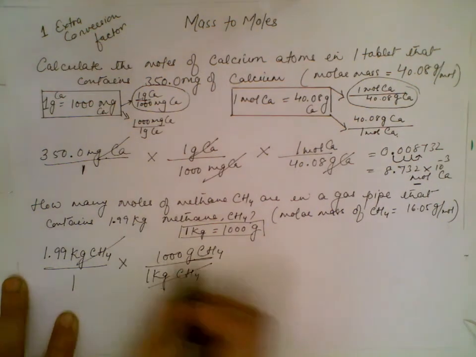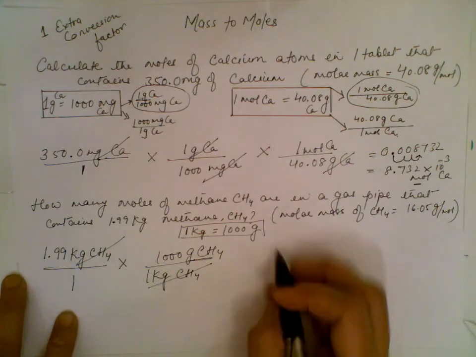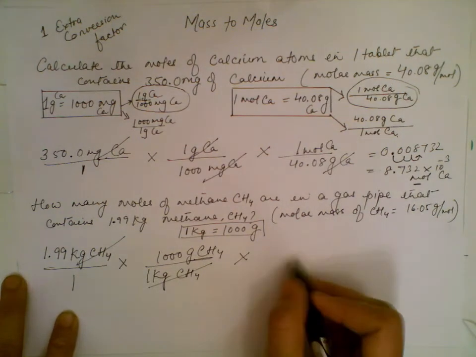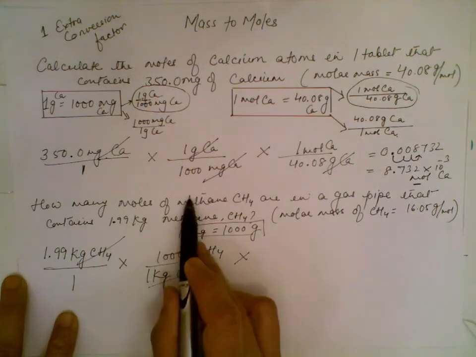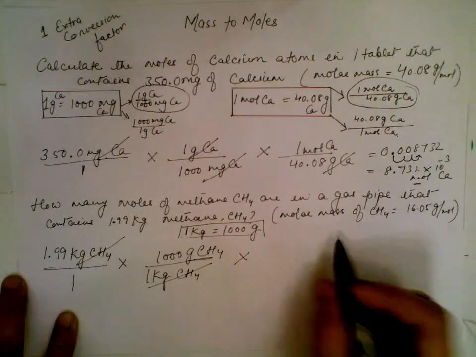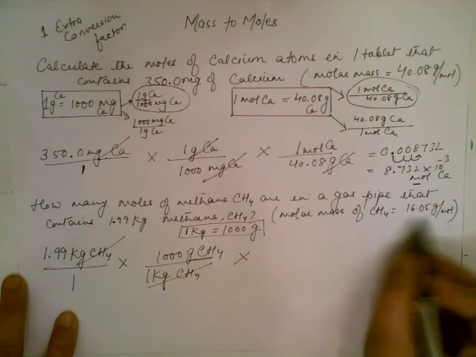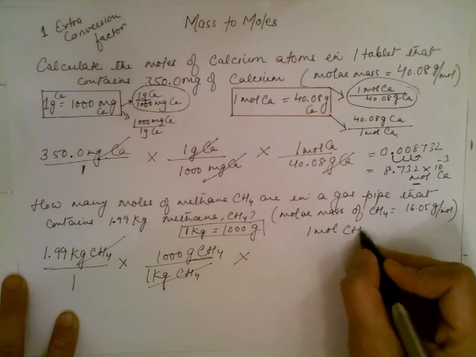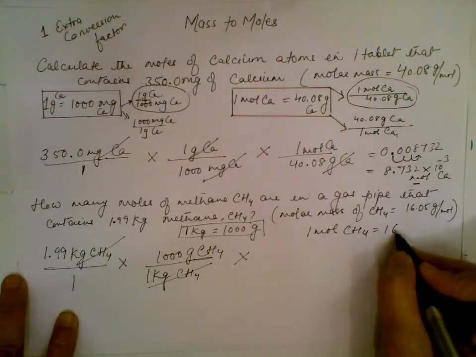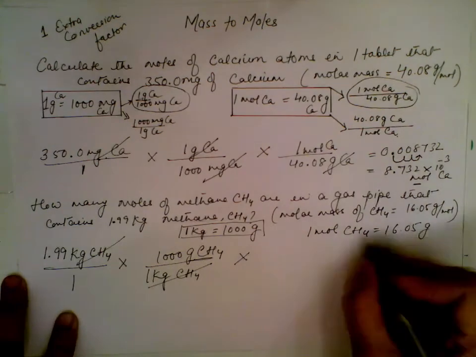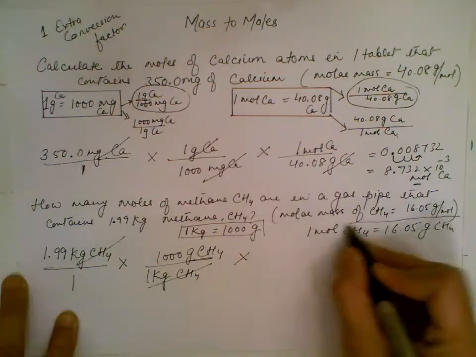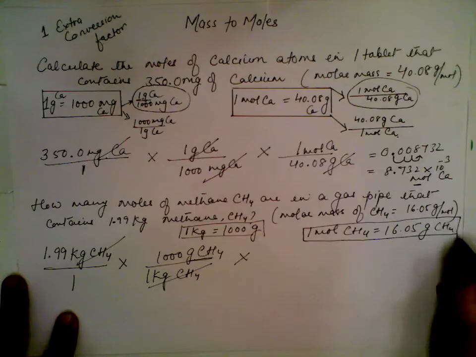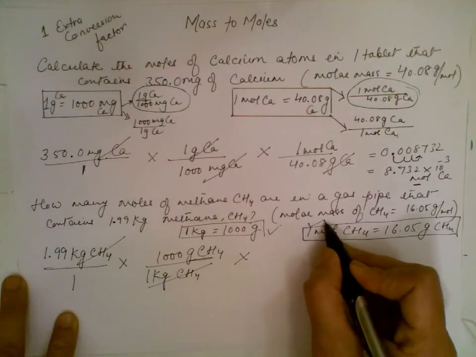Cancel these units, same units. Now what do you want in your answer? You want moles. So they are giving you the molar mass. So 1 mole, this is another equivalent fraction. 1 mole of methane is 16.05 grams of methane, right? This is another equivalent. So we use this equivalent. Now we are using this one.